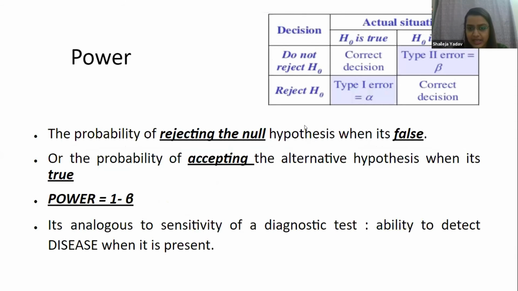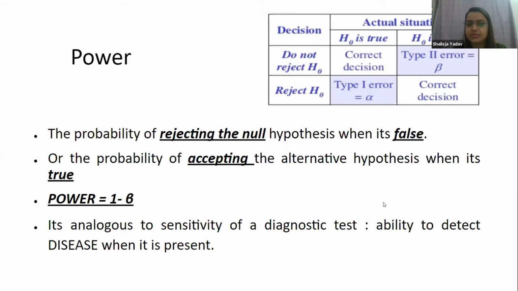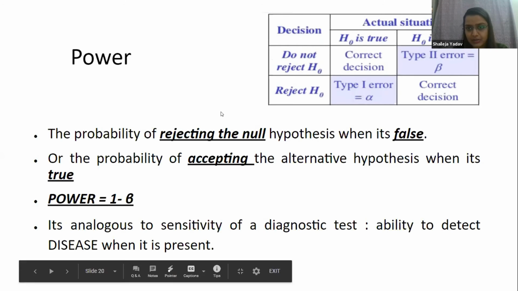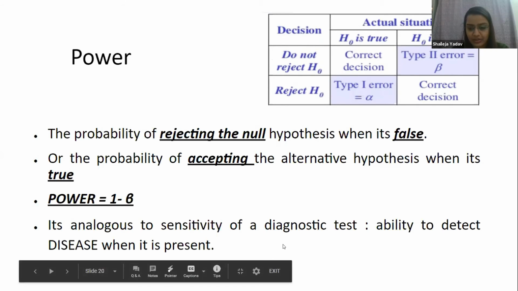Something that goes hand in hand with alpha or type 1 error is the type 2 error or beta, that is the power. It is the probability of rejecting the null hypothesis when it is false, or the probability of accepting the alternative hypothesis when it is true. So power is denoted by 1 minus beta, or 1 minus the type 2 error. It is analogous to the sensitivity of a diagnostic test, that is, the ability to detect a disease when it is present.